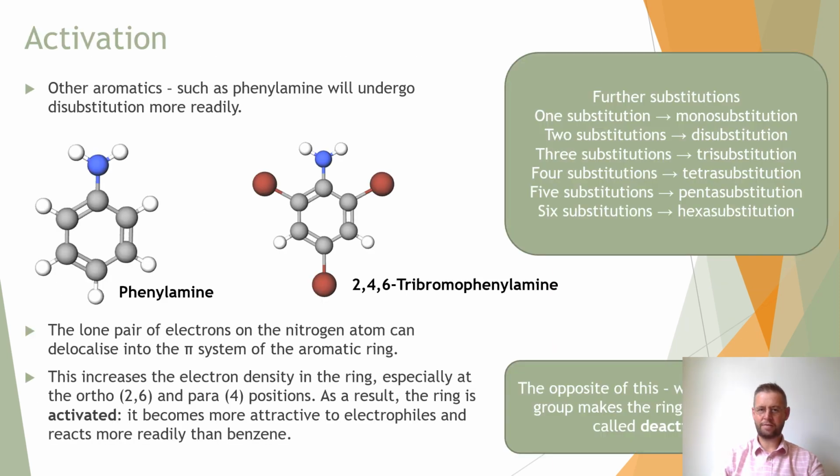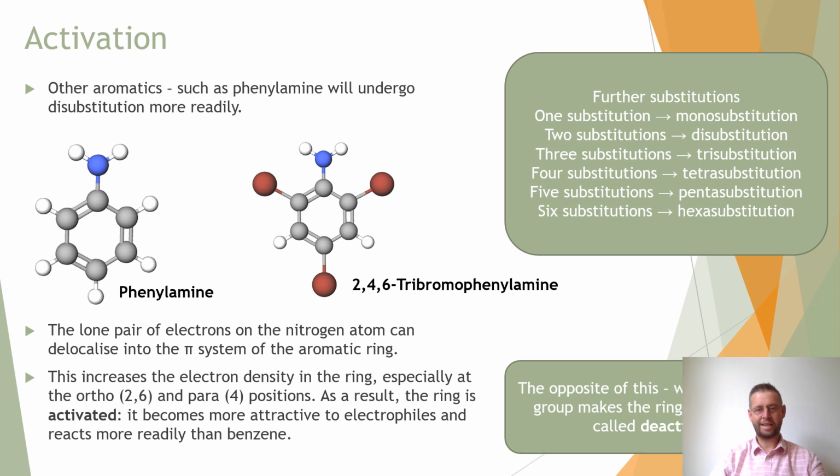Let's take a look at this. This is phenylamine. So this is a benzene ring with nitrogen and 2 hydrogens attached. Now, this is a species that actually activates the ring. The nitrogen has got lone pairs of electrons, and they're sitting there next to the electrons in the pi system, creating a higher electron density in that region, making the whole thing more attractive to electrophiles.